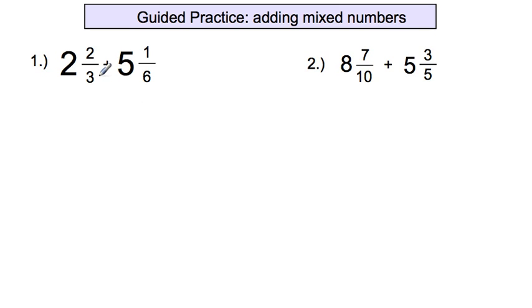All right, here's a couple of guided practice problems. I'm going to go through these as quickly as I can here. So writing the problem, you get 2 2/3, and then 5 1/6. Finding the least common multiple of these things. So LCM of 3 and 6 goes 3, 6, and I already know the first multiple of 6 is 6, so okay, now it looks like 6.